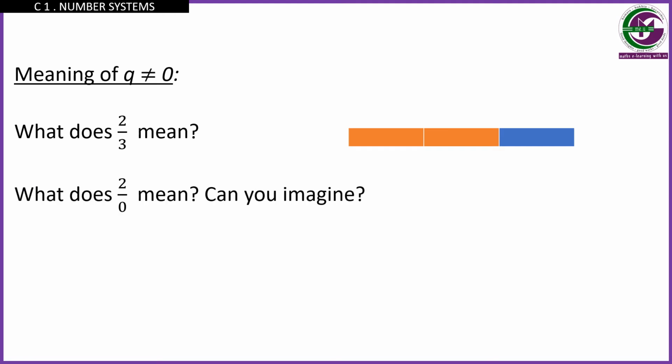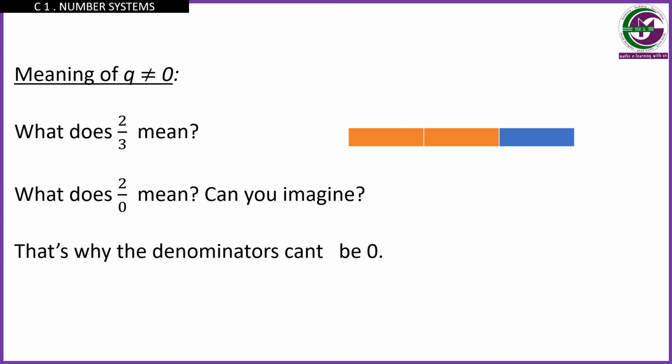Now consider a situation when it's written 2 by 0. Does it make sense? No, right? Yes, exactly, because it means that when you have 0 bars, how are you going to shade 2 from that? It is meaningless. So whenever you have a fraction with a 0 denominator, not numerator, when you have a 0 denominator, it is undefined. That is why you can come across the condition Q not equal to 0, which means denominator cannot be 0. Hope that is clear to you.